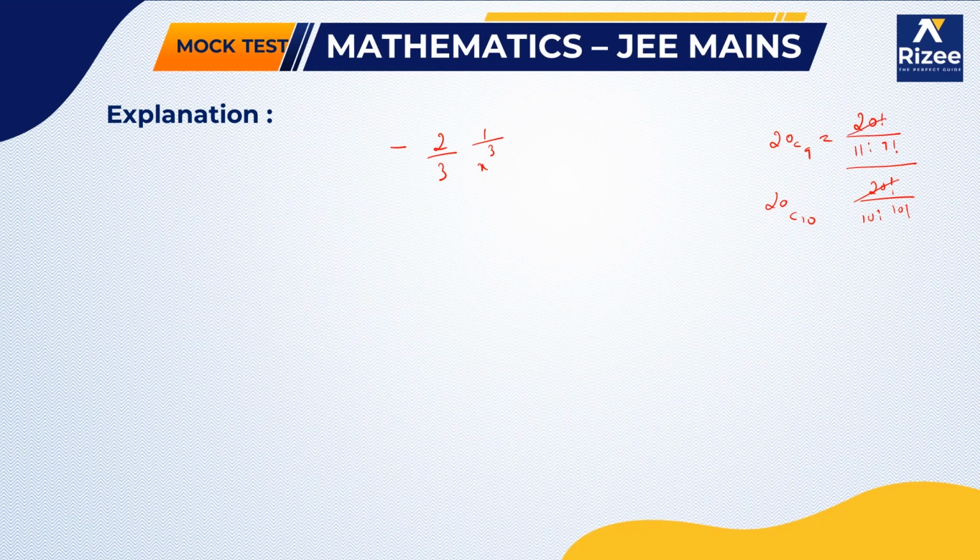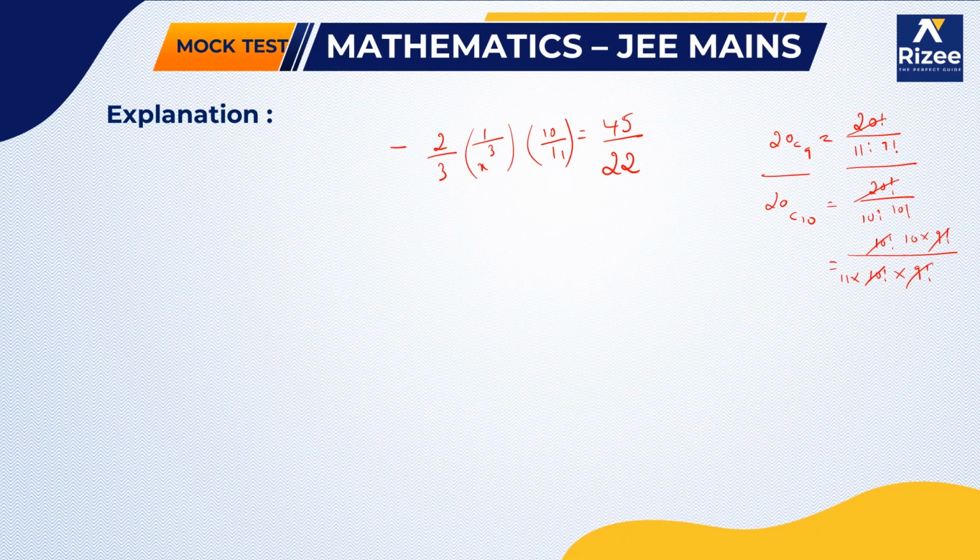This can be written as 10 factorial by 10 into 9 factorial by 11 into 10 factorial into 9 factorial. Here 9 factorial gets cancelled. The remaining value is 10 by 11, which is equal to 45 by 22. 5 2s are 10, 5 9s are 45, 11 1s are 11, 11 2s are 22.